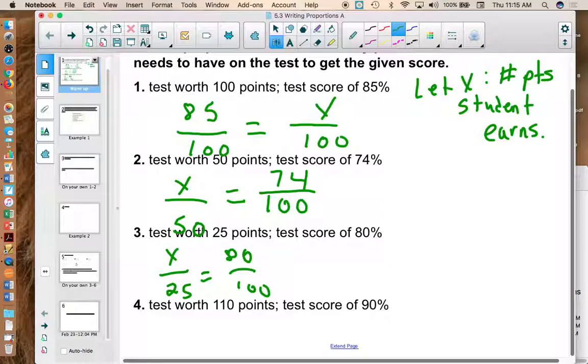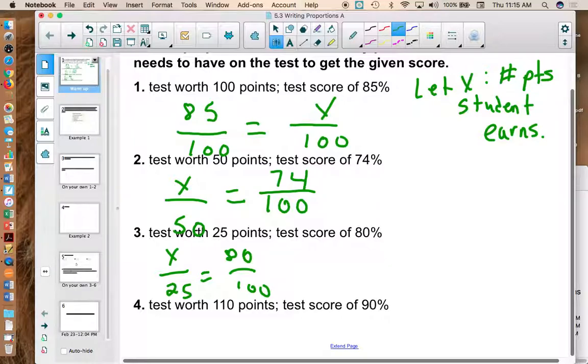It wouldn't matter if you wrote it as 25 over x or x over 25. Either way would be acceptable. But proportions look like this, okay? Proportions are written like fractions. So you want to write your ratios for a proportion like a fraction instead of using the colons, okay?